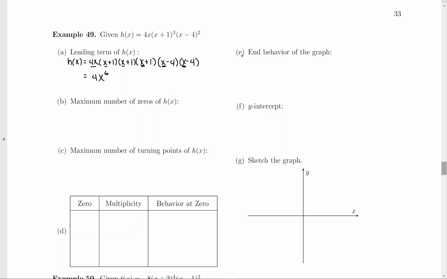The end behavior, I'm going to jump over here to letter E, is determined by the leading term. Remember, if it's even degree and positive, both ends are going to be up.